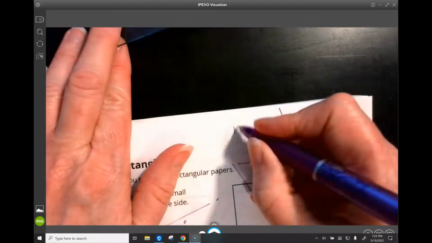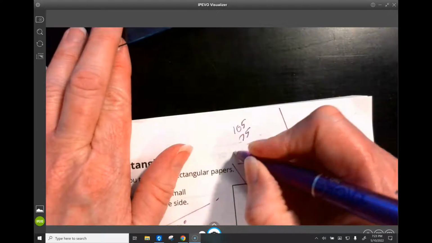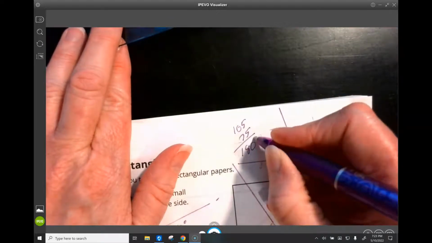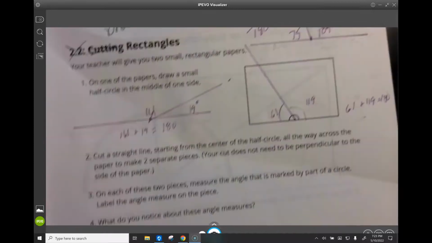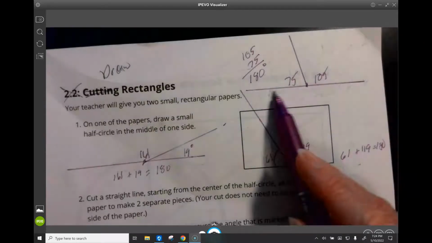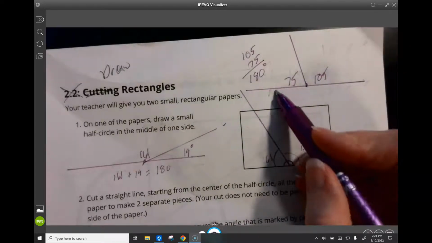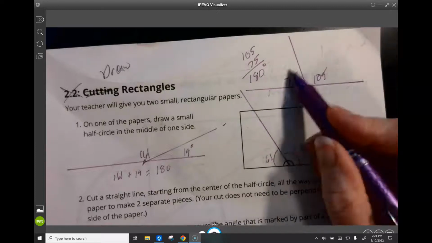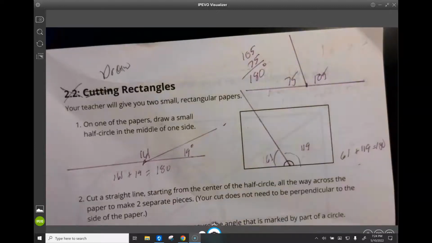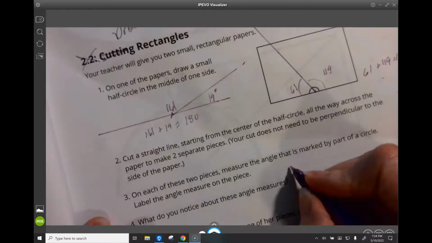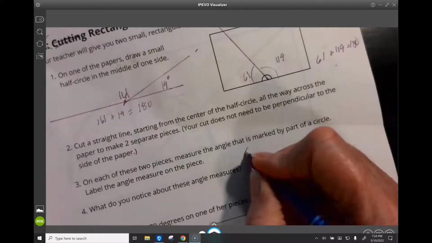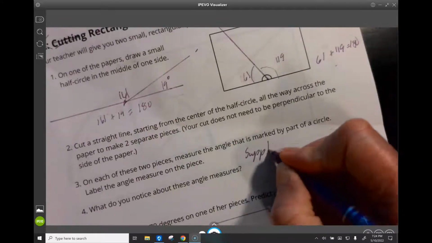Okay, now look at these. If I add these, 105 and 75, when I add them together, I get 180. Okay, that's not a coincidence. That's going to happen because it's based off of this line. Okay, and a line is 180 degrees. Okay, these have a special name. These are called supplementary angles.